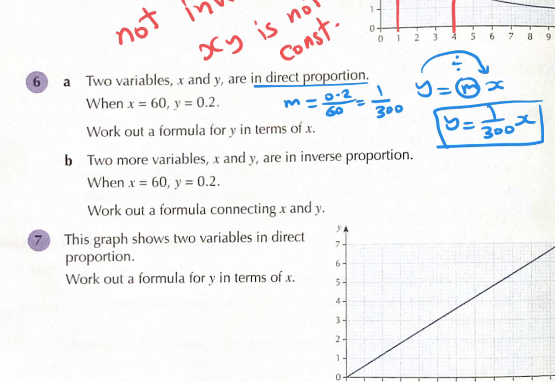For direct proportion, y equals mx, y equals a number times x. How to find this number? Divide y by x. Understood? Yes, sir.